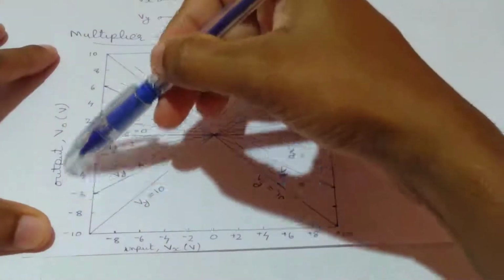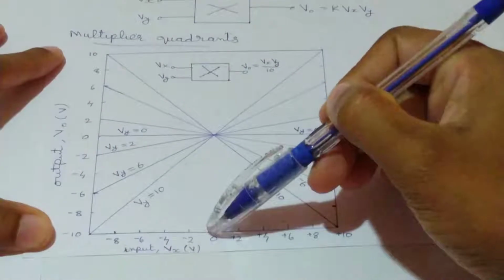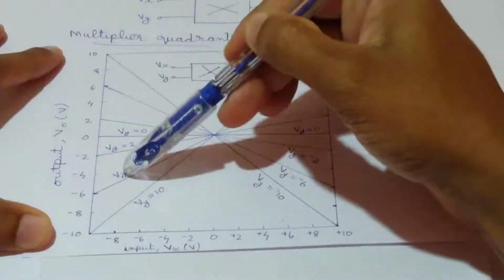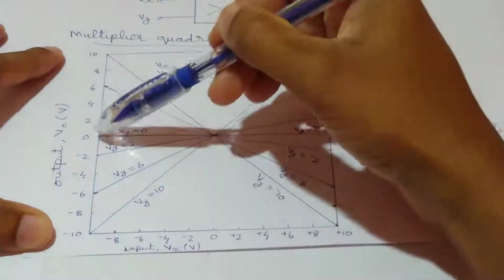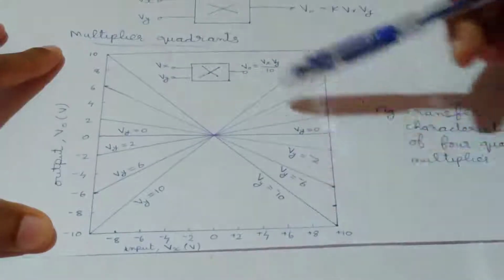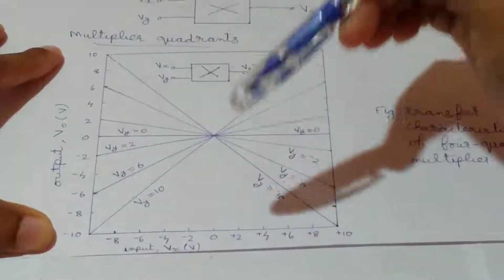Then here we have the output Vout. So here we can see the Vx input can be positive or negative, the Vy input can be positive or negative, and hence the output can be either positive or negative. And hence this AD633 IC is a 4-quadrant analog multiplier IC.